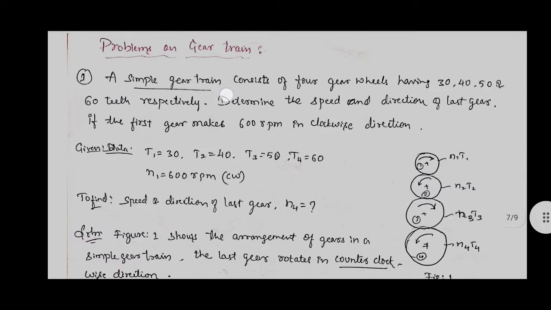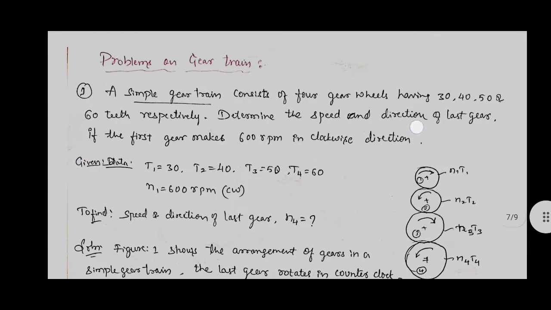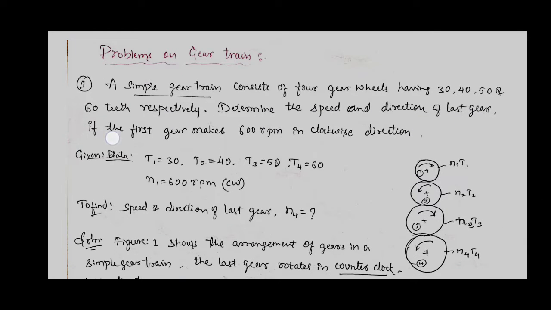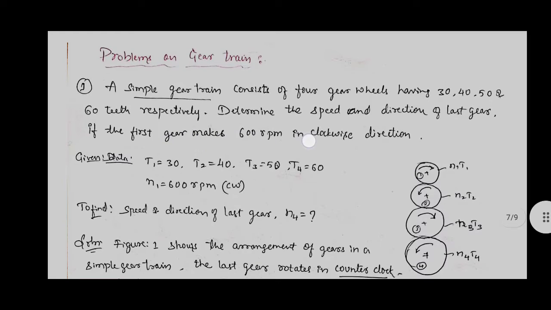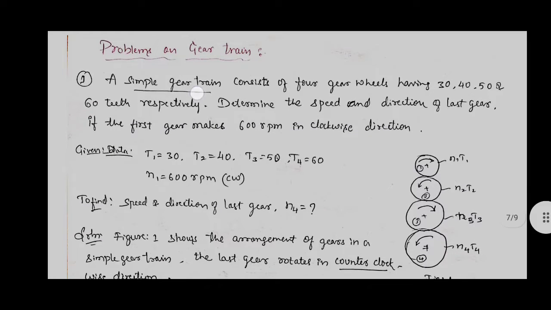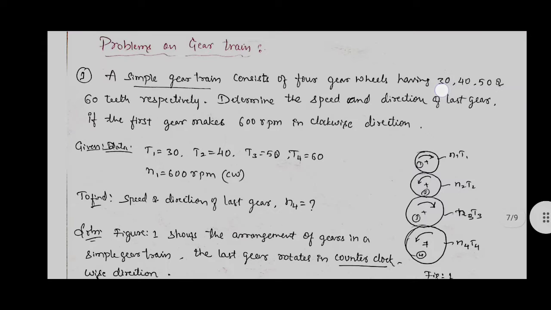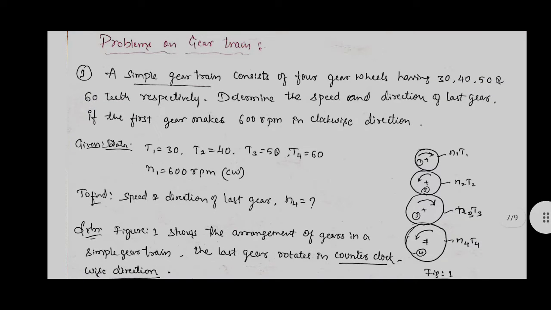A simple gear train consisting of gear wheels having 30, 40, 50 and 60 teeth respectively. Determine the speed and direction of the last gear if the first gear makes 600 rpm in clockwise direction. So what he is telling, you are using a simple gear train problem. There are 4 gears present here. The first gear has 30 teeth, second is 40, third is 50 and fourth is 60.